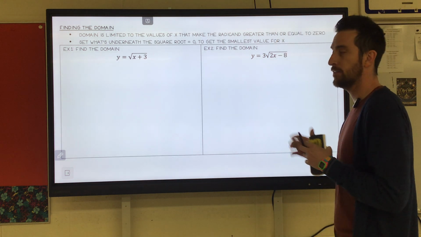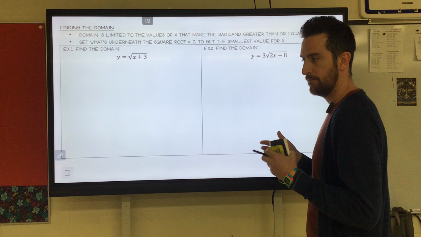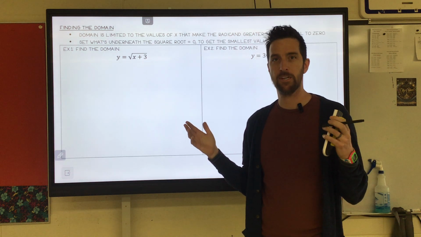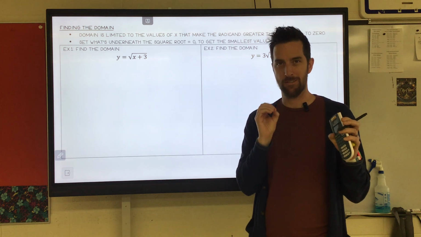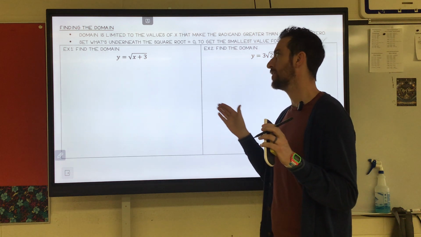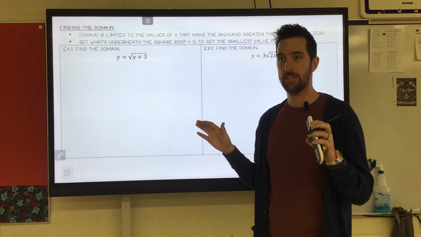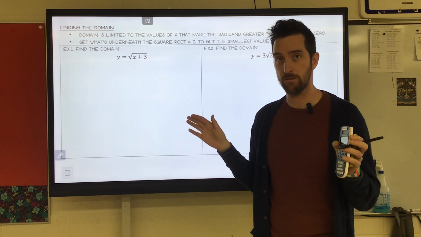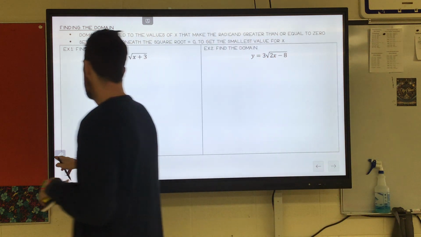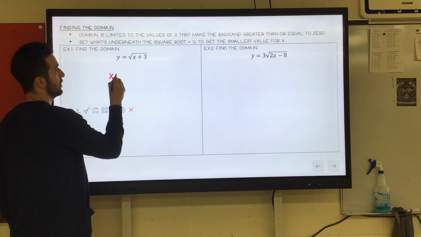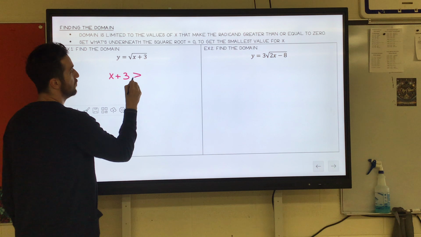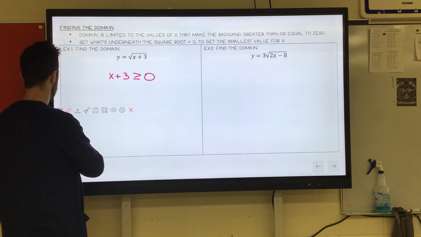Find the domain of this expression. So we're basing it on the x values, right? The smallest number that we can square root in Algebra 1 is 0. So we're going to take whatever's in the radical, and we're going to say that has to be greater than or equal to 0. It can't be less than 0. So take what's under the radical, x plus 3, and we're going to say it has to be greater than or equal to 0. Cool.